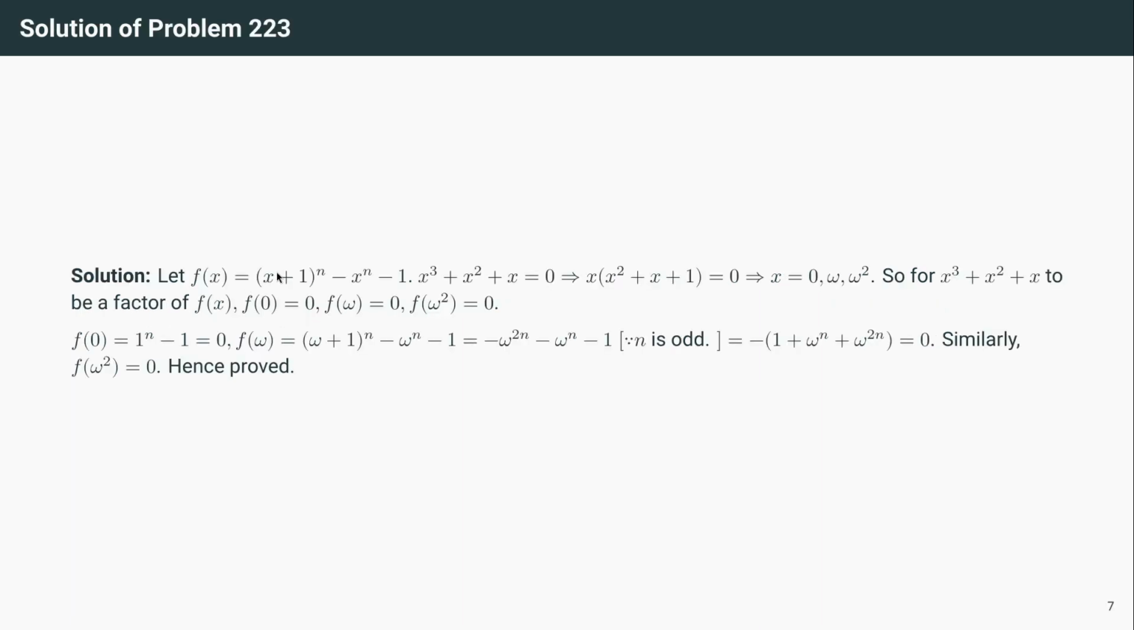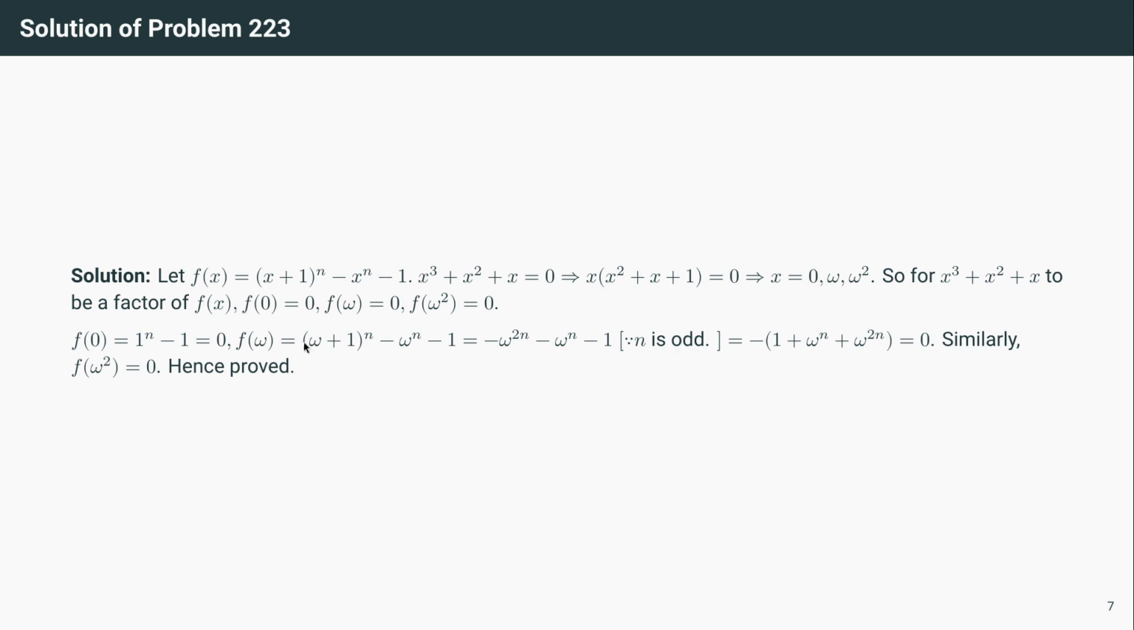So we are given f of x is equal to x plus 1 to the power n minus x to the power n minus 1. Now from the second expression, we have x to the power 3 plus x squared plus x. We take out x outside, so we have 3 roots, 0, omega and omega square. Now if we substitute f of 0, then it will become 1 to the power n minus 1. This would become 0, so that is 0.